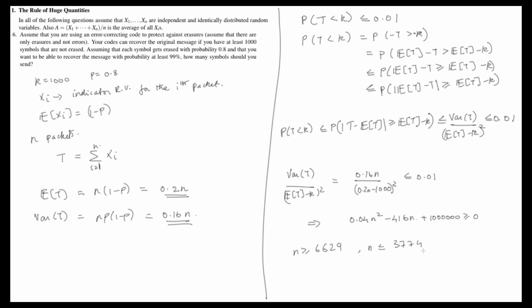Obviously this is not going to hold, because this is telling you that if you send anything less than 3774 packets, you have over 99% chance of k is equal to 1000. Actually it's not, it's telling you the other thing. Chebyshev's inequality has an absolute value sign, and it's bounding the other side. So it's telling you the opposite of what you need. So what we really need to consider here is n greater than or equal to 6629.